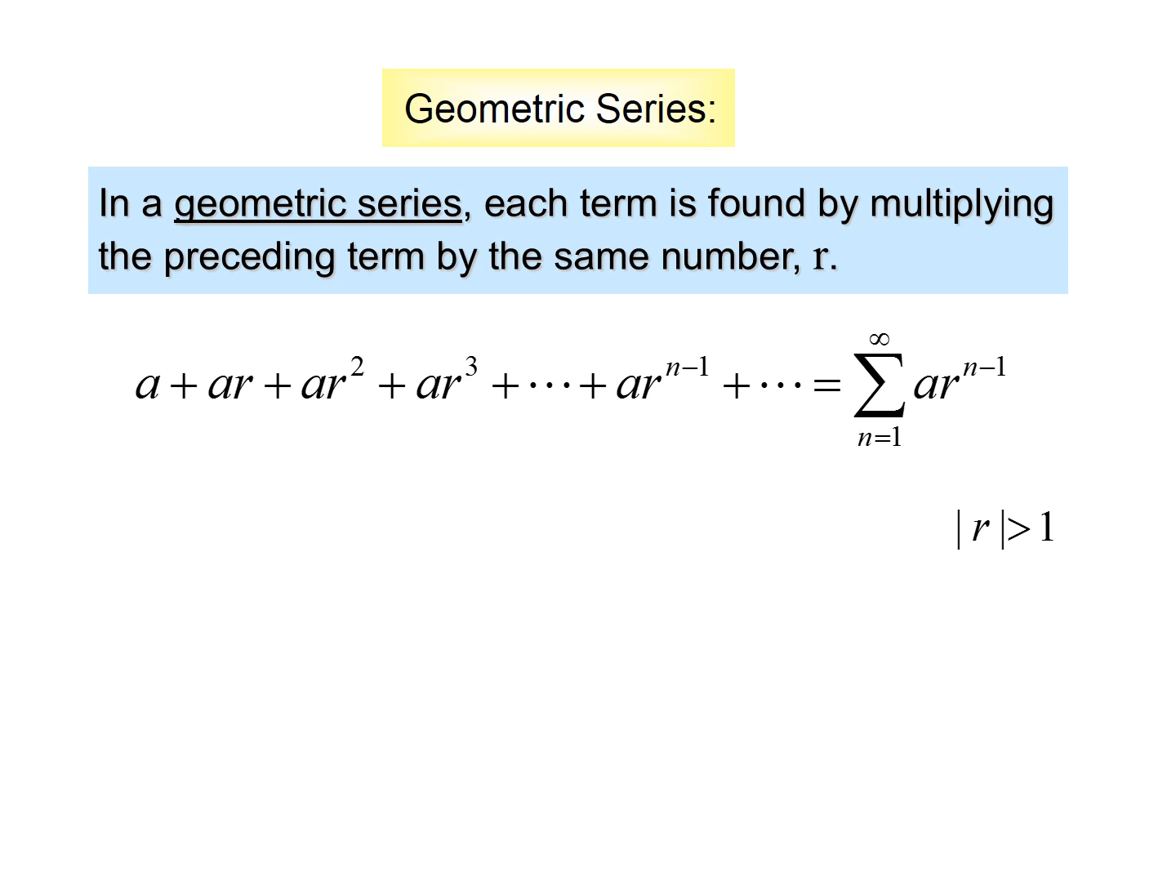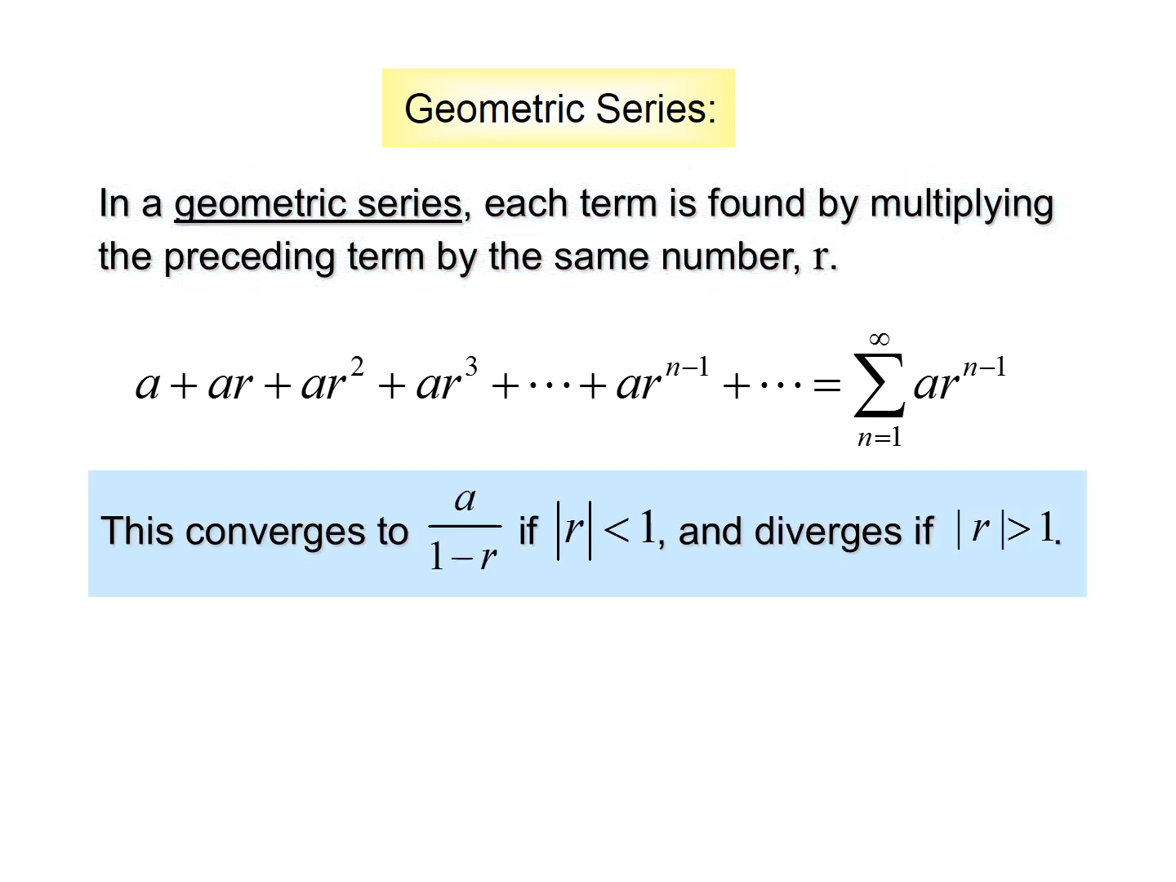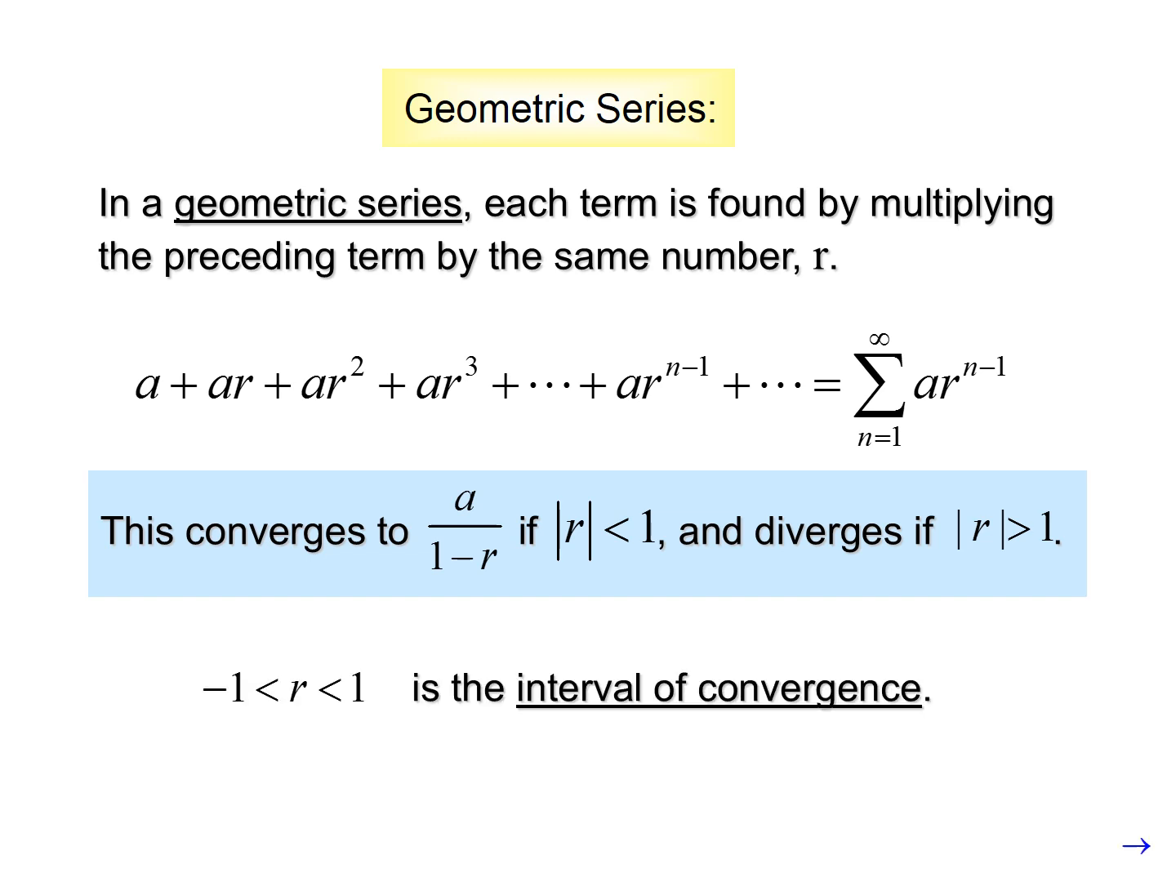In a geometric series, each term is found by multiplying by a common ratio called r. R is important because we say that it converges if the absolute value of r is less than 1, and the sum is a over 1 minus r. Both of those are very important terms. If the absolute value of r is greater than 1, then the series diverges.